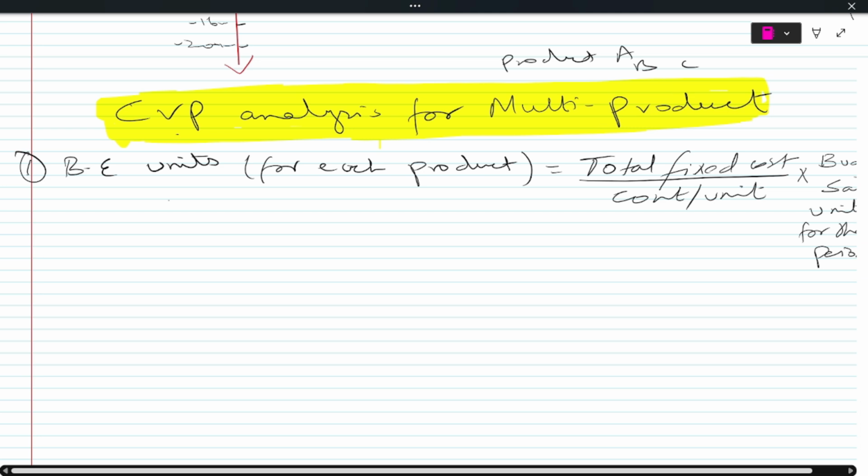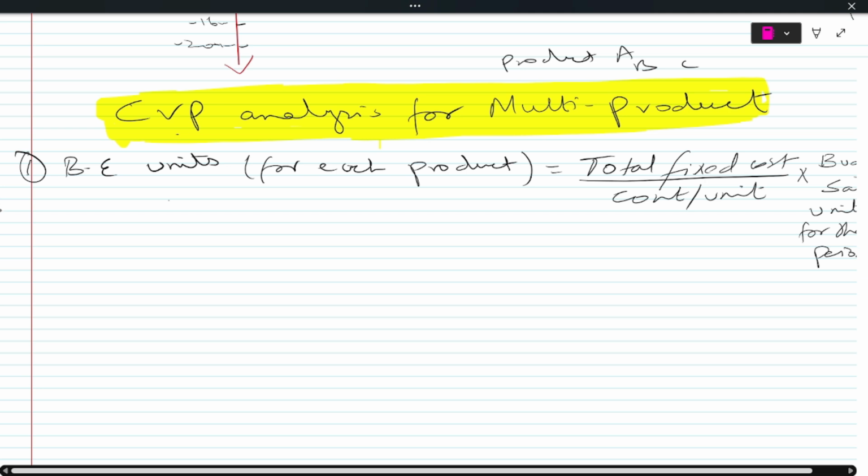Okay, and it's not necessary that the examiner will tell you in the question that this is multi-product. No, you will have to look at the question. If they're talking about more than one product, then obviously it's a multi-product question and you'll be applying these formulas. But if they are talking about only one product in the entire question, then that means it's a single product, and therefore you will be applying the formulas that we have learned in the previous videos.